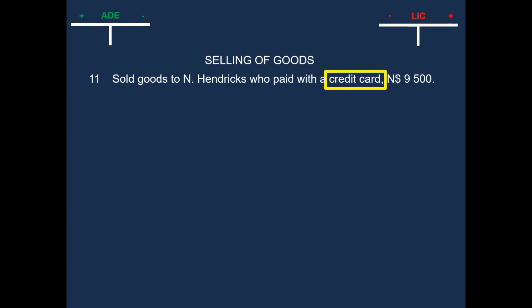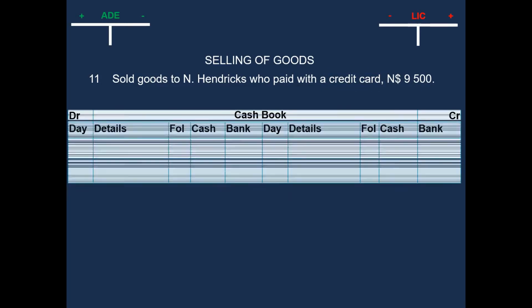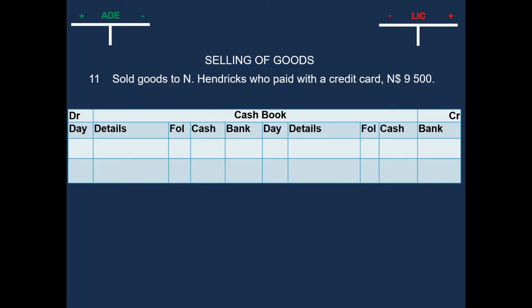Please do not confuse credit card and credit sales. Credit card is entered in the cash book. Credit sales is entered in the debtor's journal or sales journal. So we would open our cash book again, and since the customer paid with a credit card, this will go in the bank column.